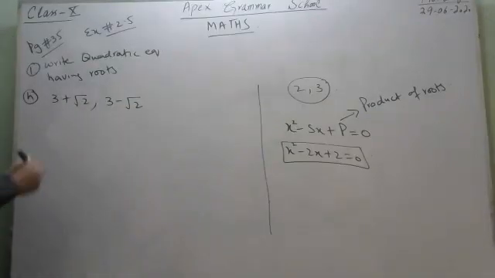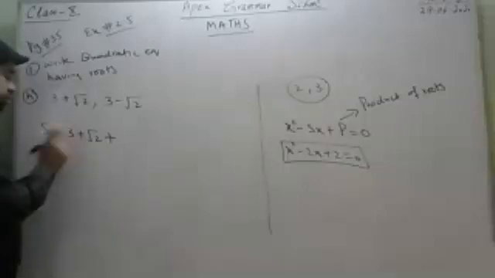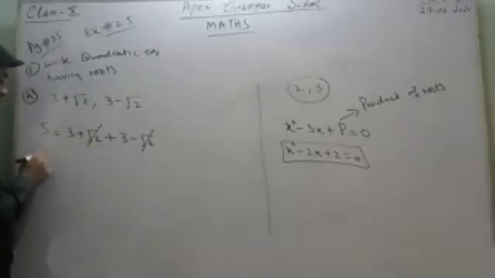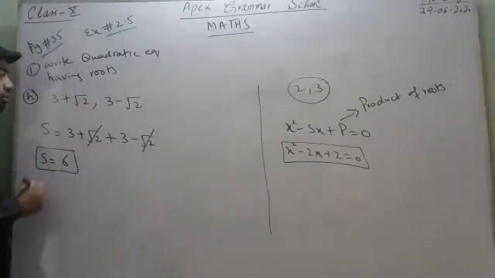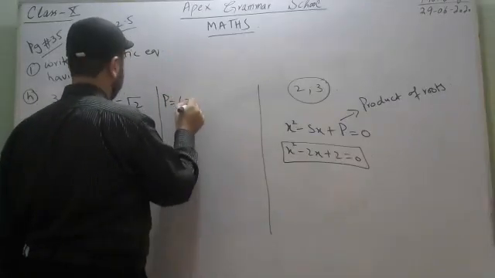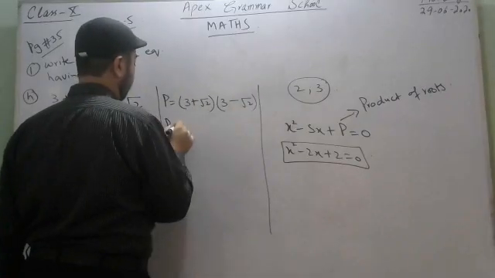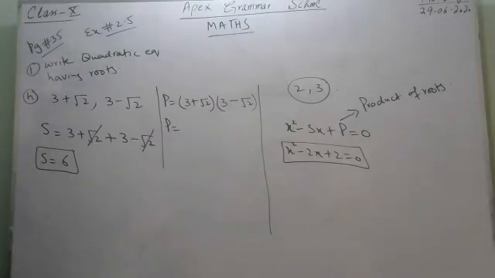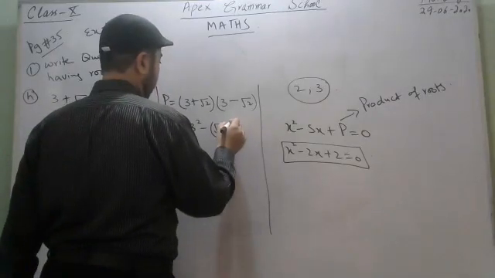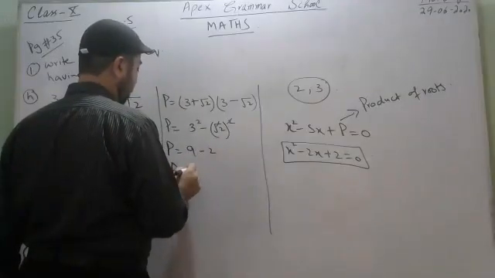So we need sum of roots. First root is 3 plus square root 2. After that, positive sum, and then 3 minus square root 2. Make it cancel, and sum is 3 plus 3, that is 6. After that, product. First is 3 plus square root 2, product with 3 minus square root 2. And make the formula a plus b into a minus b, that is a square minus b square. Square is cancelled with square root. 9 minus 2, that makes 7.